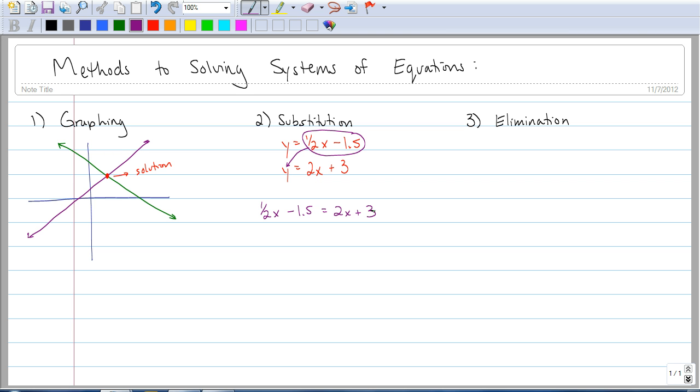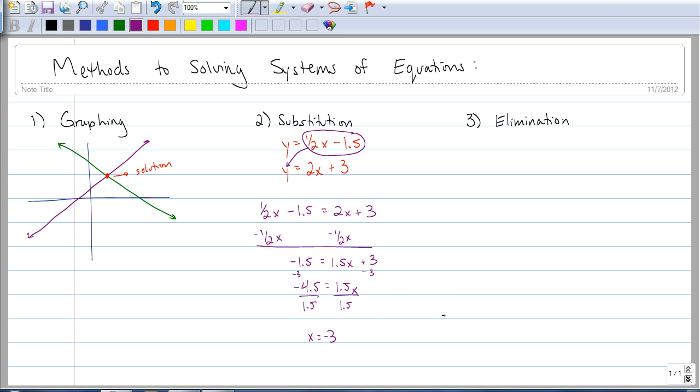So I could do that by subtracting 1/2 x from both sides. When you do that, you get negative 1.5 equals, and 2 minus 1/2 would just be 1.5x plus 3. Subtract 3 from both sides, and you get negative 4.5 equals 1.5x. Divide both sides by 1.5, and you get x equals negative 3.